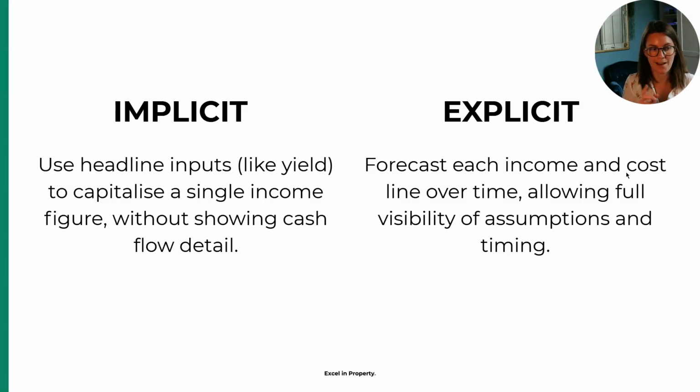So if we remember back to that hierarchy, within the explicit model, we have discounted cash flows, and in the implicit model, we have the income capitalization, multiplier, or residual appraisal.